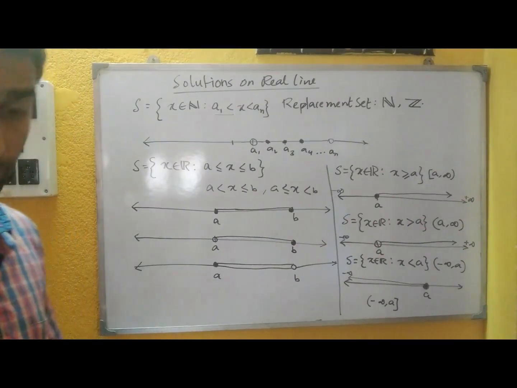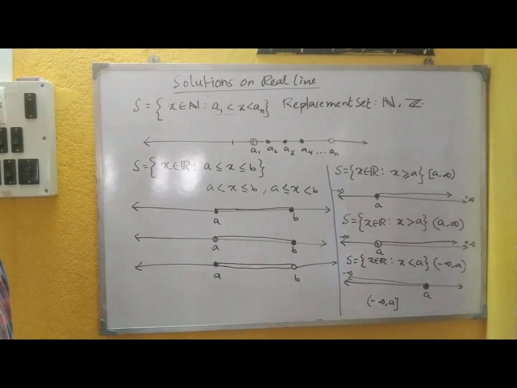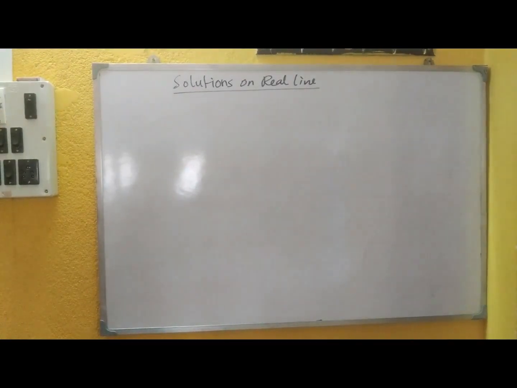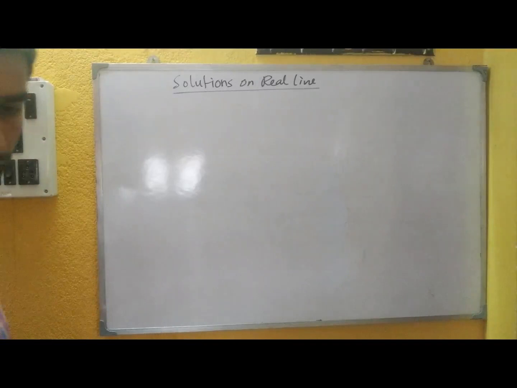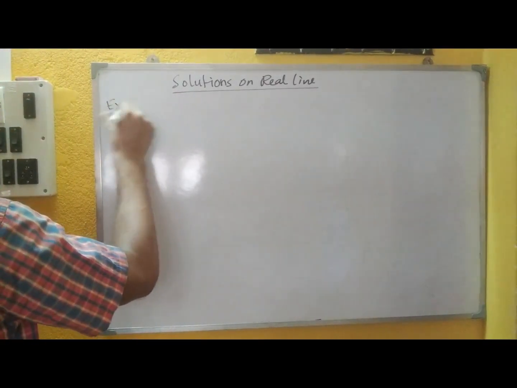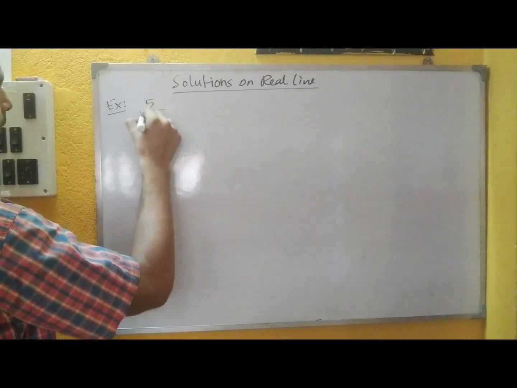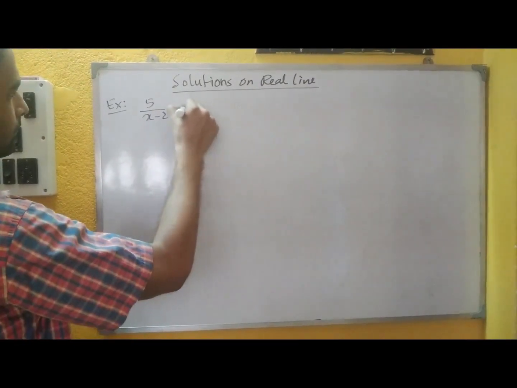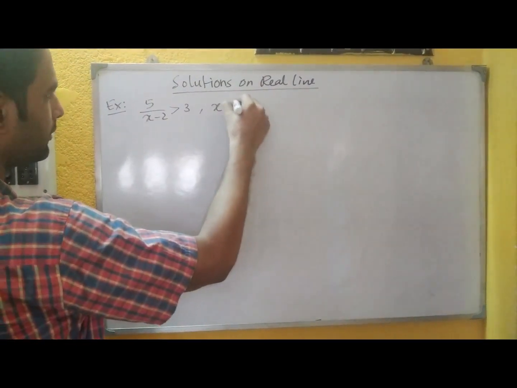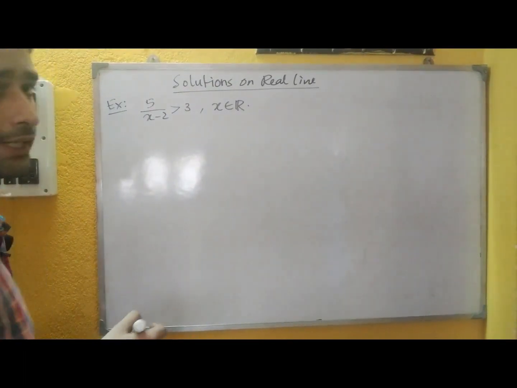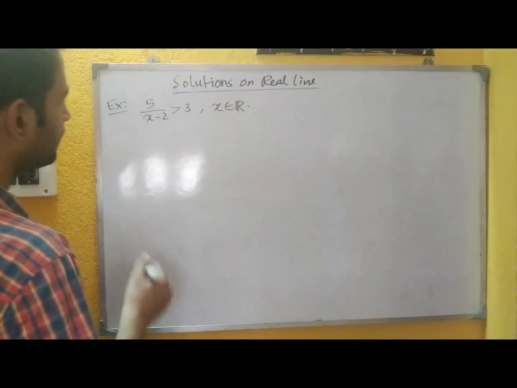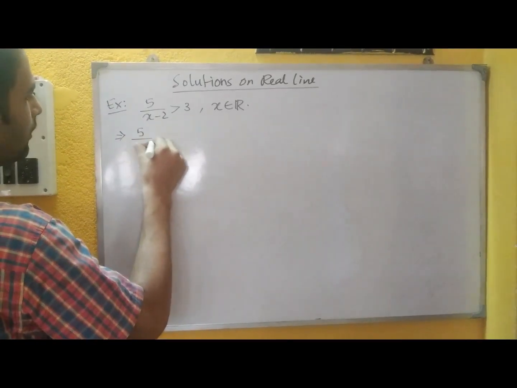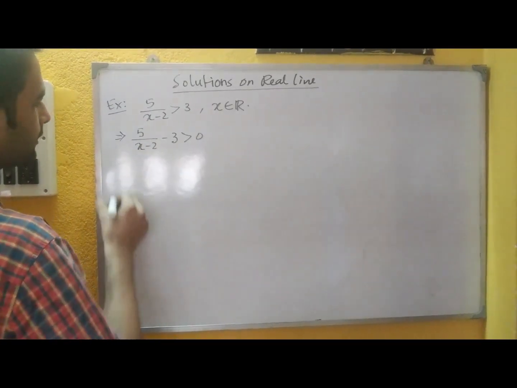So now let us proceed to solve a problem as an example. The problem is this: 5 by x minus 2 is greater than 3, and the replacement set is R. That means we will get the solutions in the form of intervals. So how can we solve this? Usually we take this 3 to this side and it will be greater than 0.